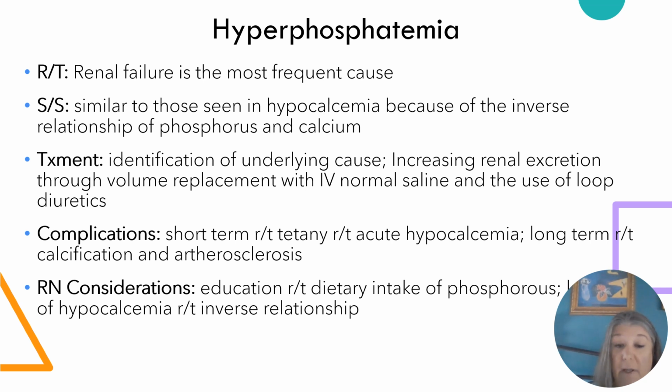Hyperphosphatemia, this is really related to renal failure. Our signs and symptoms are going to be like hypocalcemia because of the inverse relationship of phosphorus and calcium, right? If we have hypocalcemia, we would expect to have hyperphosphatemia a lot of times. It depends on why we have hypocalcemia though.